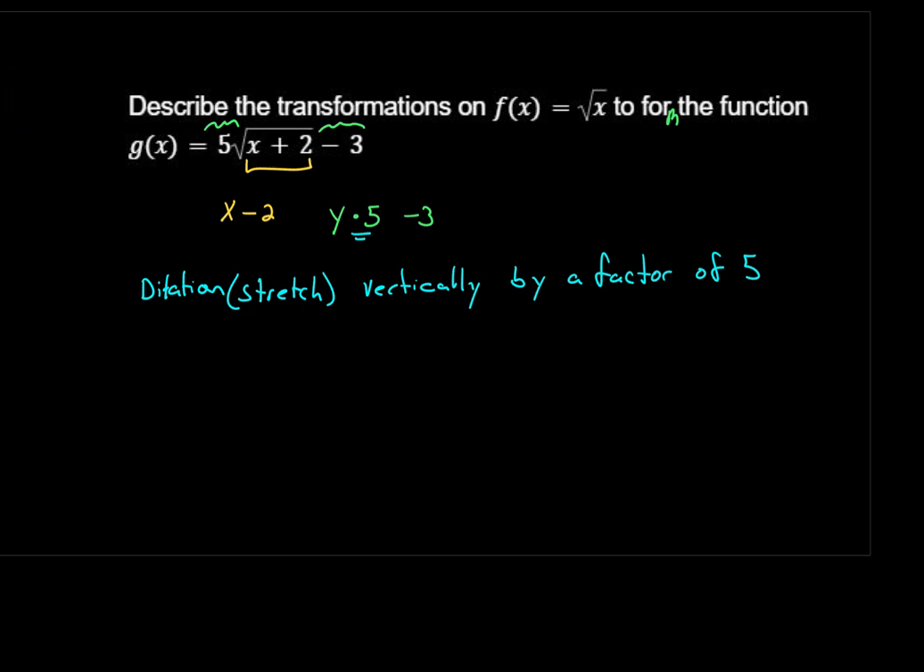However, we do have addition and subtraction, which means we have a translation that we have to take care of. So we are translating left 2 and down 3, since we have addition and subtraction on both x and y.